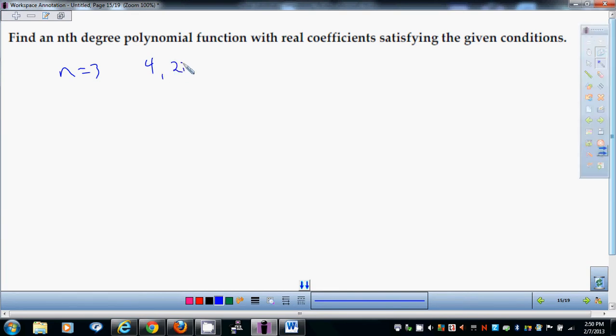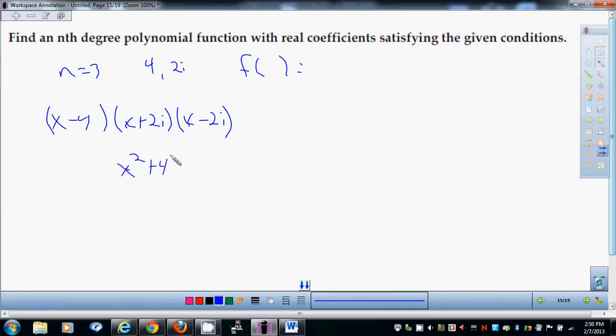That means (x minus 4)(x plus 2i)(x minus 2i). Foiling, that's x squared plus 4, foiled with x minus 4, and you get x cubed minus 4x squared plus 4x minus 16. If I've skipped a step, this might be another moment for a hero to step up.